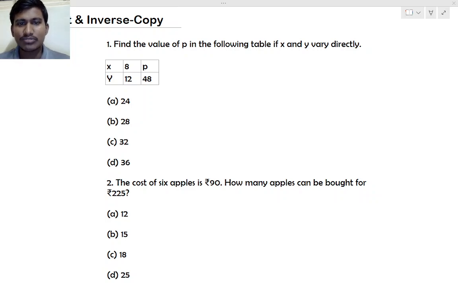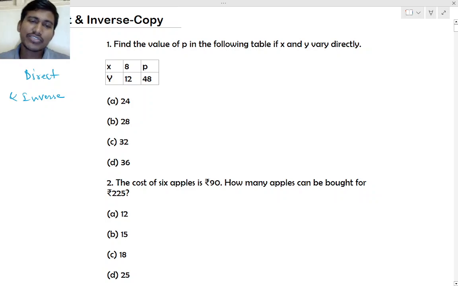So today students will study direct and inverse proportion. What will you study? Direct and inverse proportion. Okay, what does direct mean? What does inverse mean? Let us study first.